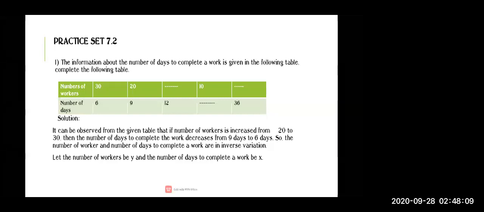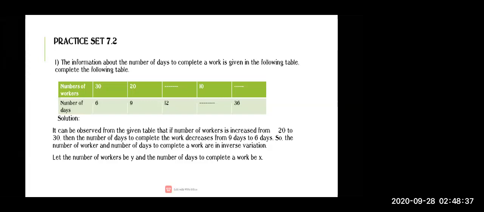Now for solving this, first you have to find the constant. So what will be the constant? But before that you have to write down which variation. This is inverse variation. So the number of workers and the number of days are inversely proportional to each other, so we have to write that first, and then we will write the statement according to the question.